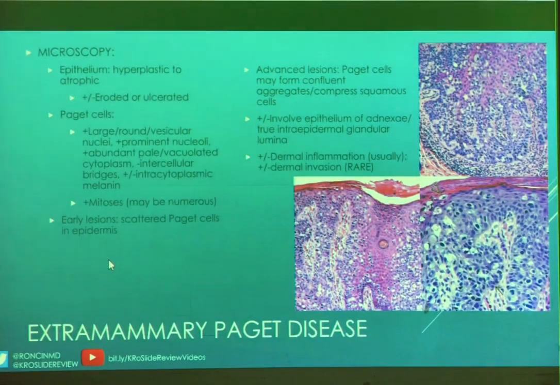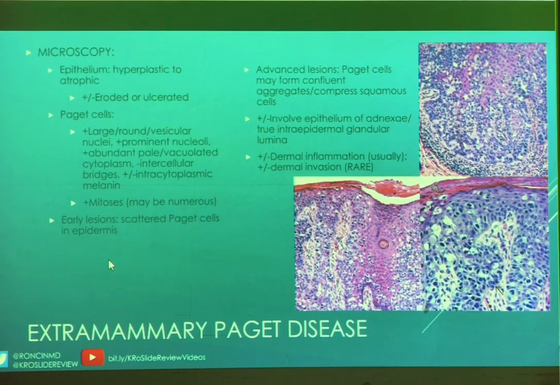On microscopy, the epithelium is going to be hyperplastic or atrophic. It can be eroded or ulcerated, and the Paget cells themselves have very large, round, vesicular nuclei. Vesicular is a term we use all the time; it means very open-looking nuclei. They have prominent nucleoli. The cytoplasm is abundant, pale, and vacuolated. You won't have intercellular bridges, because those spikes are how keratinocytes stay together in spongiosis. And you may or may not have intracytoplasmic melanin, just to keep things interesting.